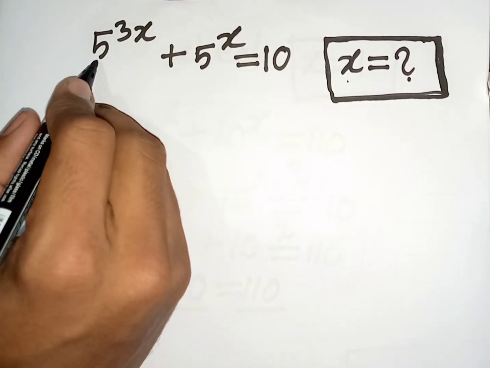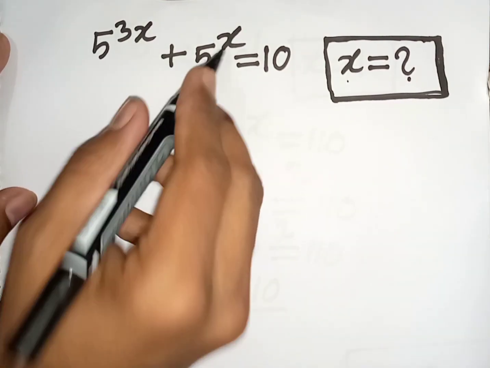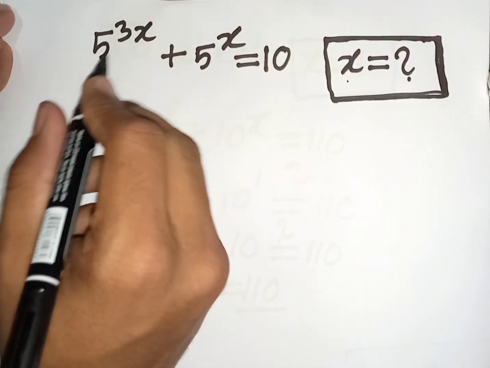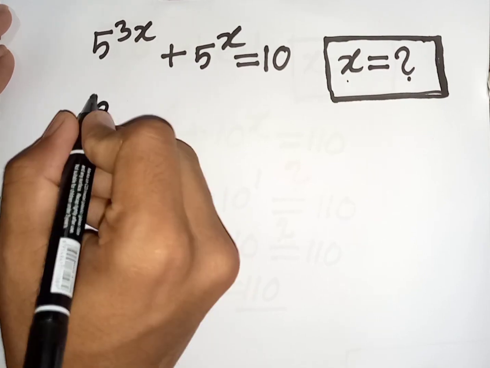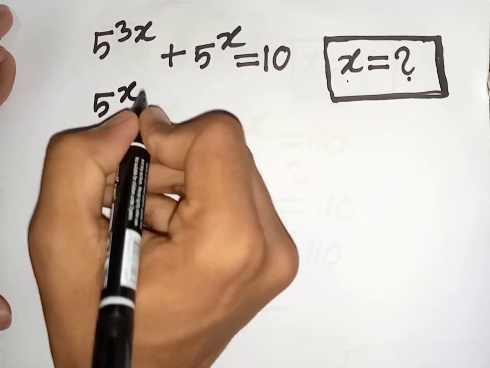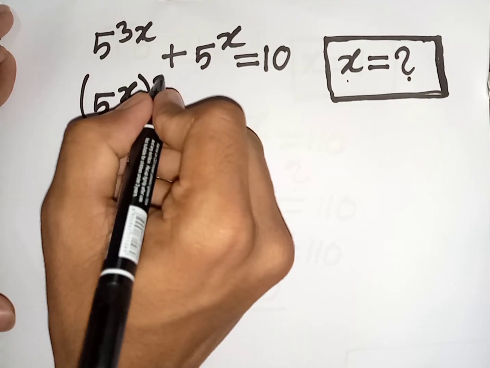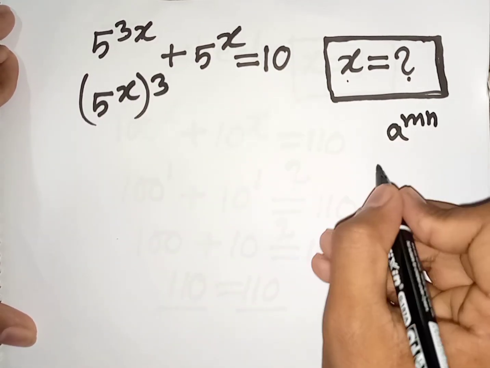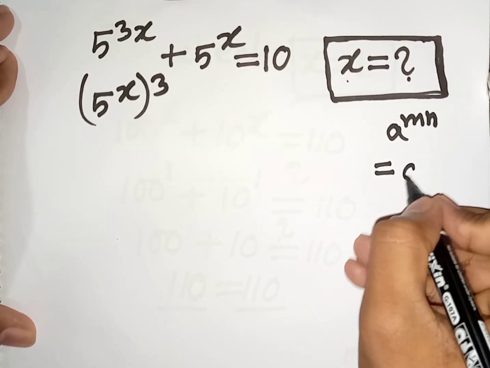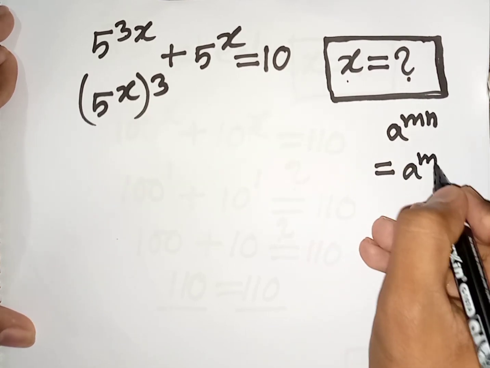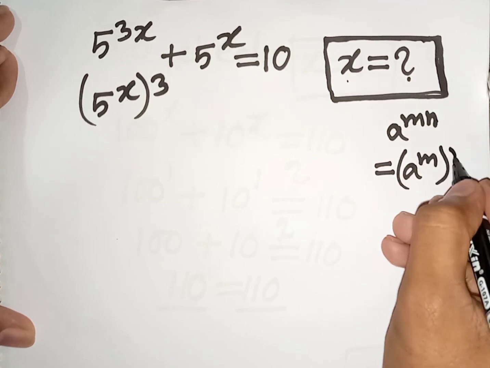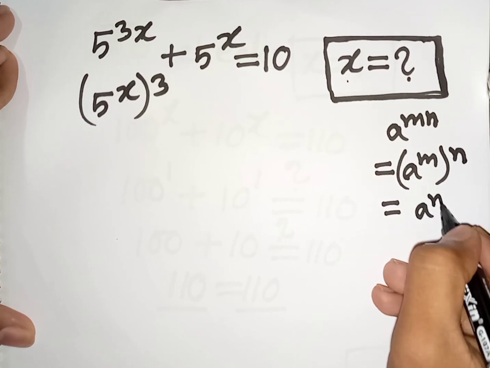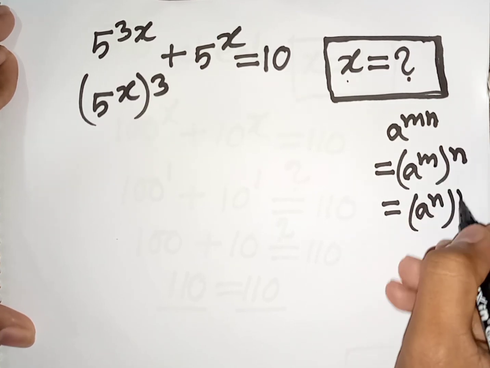How to solve 5 power 3x plus 5 power x is equal to 10. Find the value of x. So we have 5 power 3x, which is the same as 5 power x, then bracket power 3. According to this formula, a power mn is equal to a power m bracket power n, which is equal to a power n bracket power m.